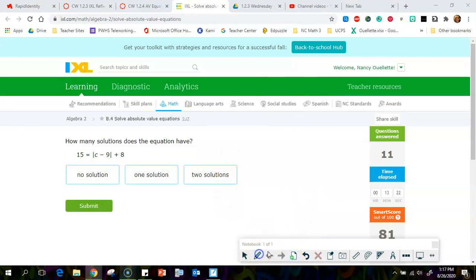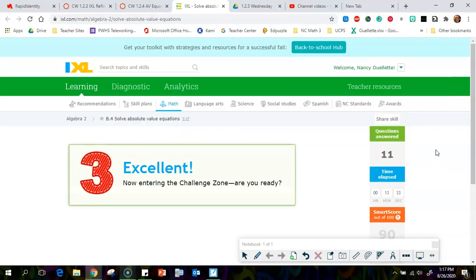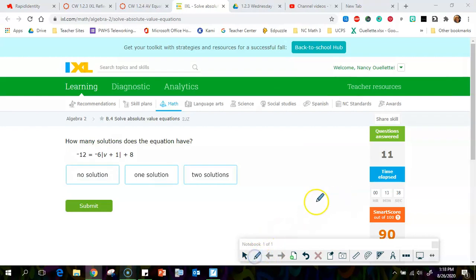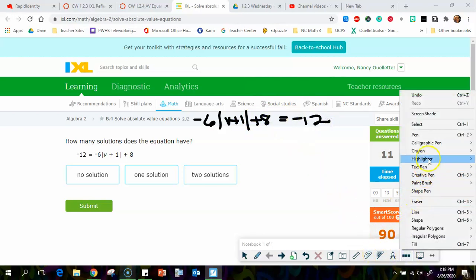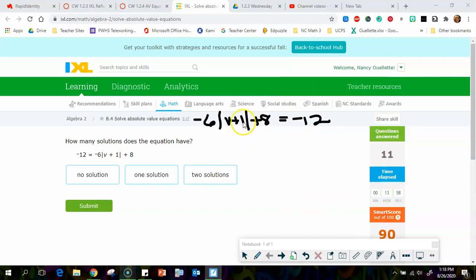Okay, so we're at the 80 now. We'll go ahead and jump another level here and see what we get. Okay, so we're in the challenge round. Okay, these look good. I'm going to switch this around though. -6 times absolute value of b plus 1 plus 8 equals -12. So I'm going to highlight this. This is what I need to get by itself right here.